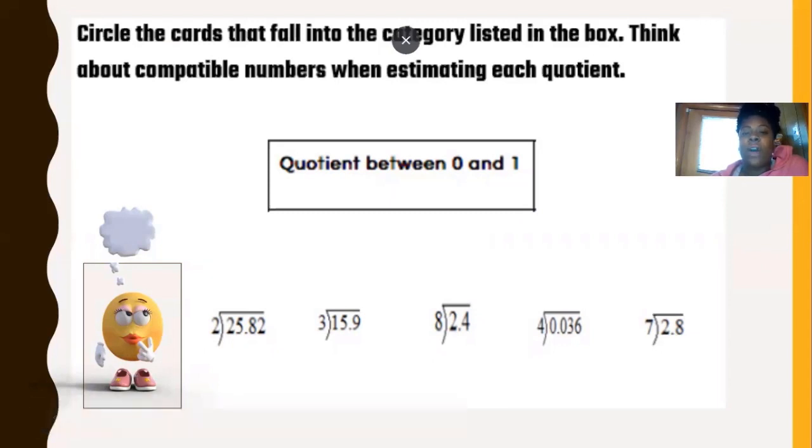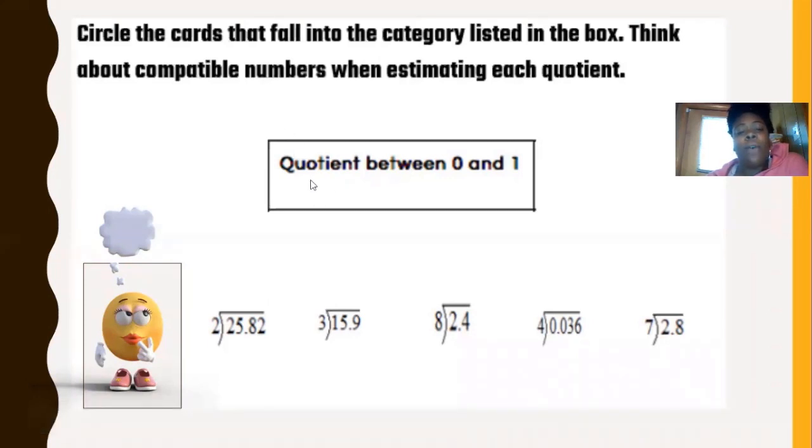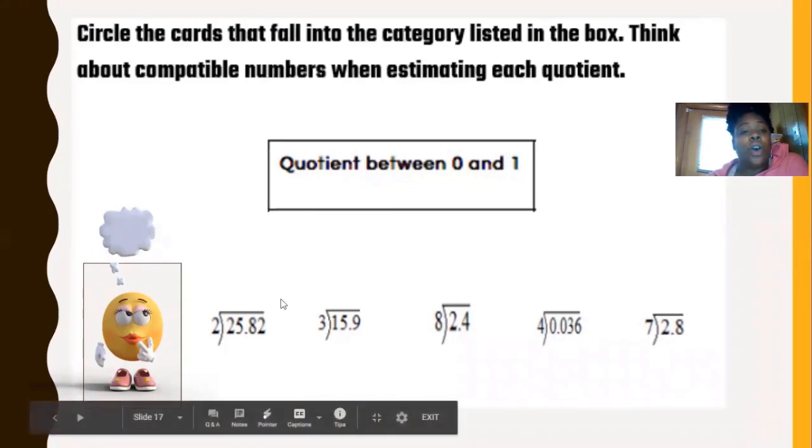circle the cards that fall into the category listed in the box. Think about compatible numbers when estimating each quotient. So we're doing the same exact thing we were doing in the latter part of this lesson. The only difference is you're looking for quotients that fall in between 0 and 1. So your quotient will not represent a whole number. Remember that as you are working through each problem. And since you can't circle the cards, just write them down on your paper and check your work when you're done.